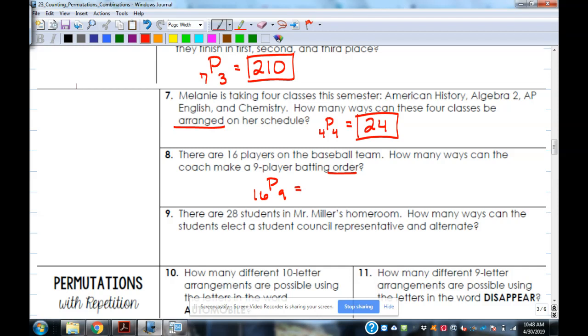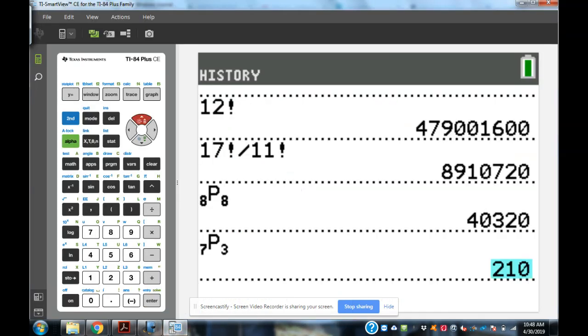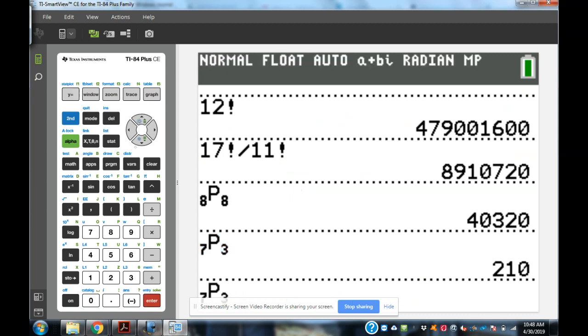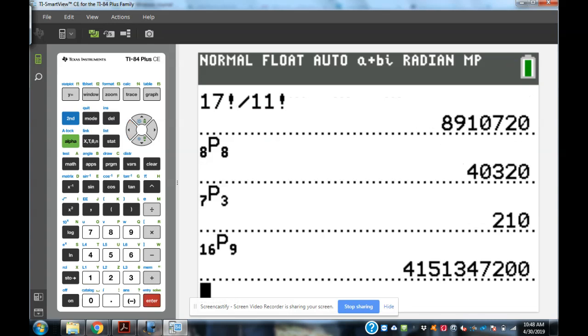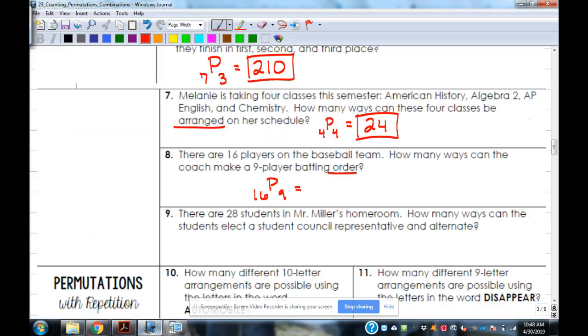Okay. So I'm going to use the calculator to help me, and I can just copy paste and help myself here. And enter. 4,151,000,000. 347,200 different ways to make the batting order.